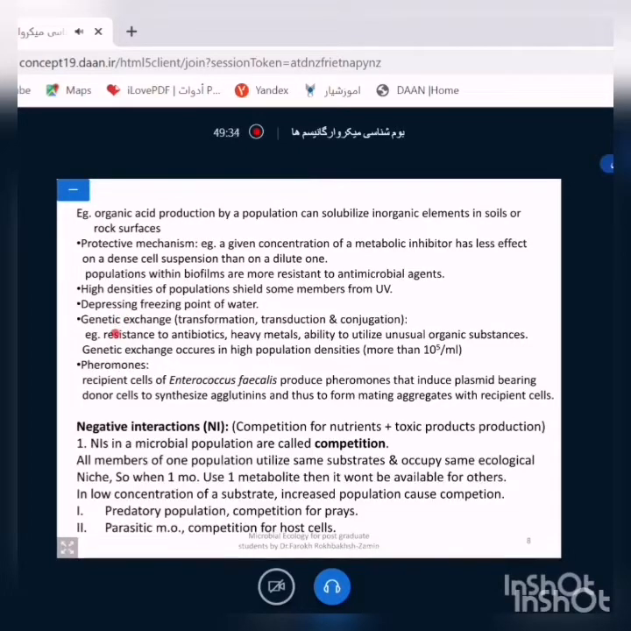And the last example of this part is genetic exchange. Genetic exchange.